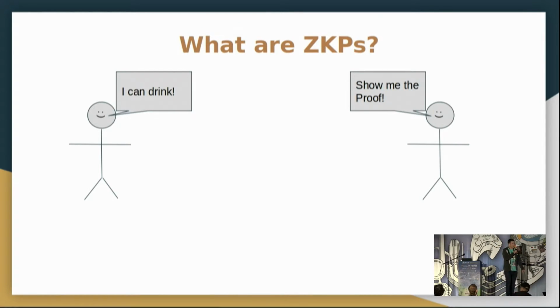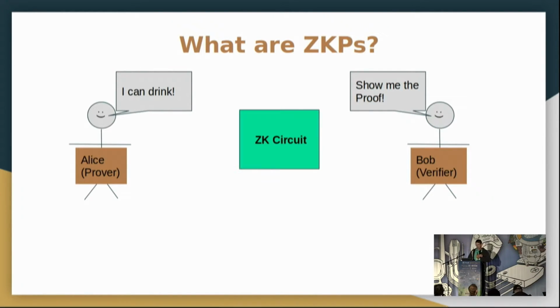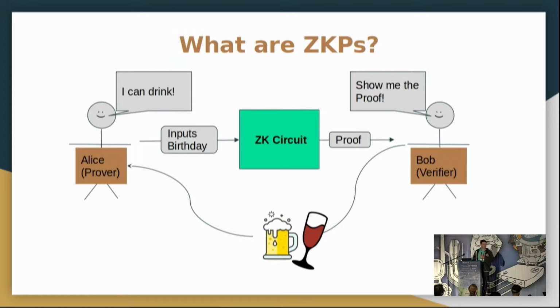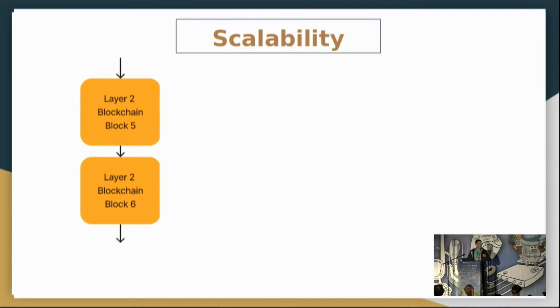So what are zero-knowledge proofs? You have Alice, you have Bob, as is standard, and Alice wants a drink. Bob says, how old are you? So Alice provides the birthday into the zero-knowledge circuit, which then produces a proof over to Bob, who's the verifier. And then, assuming that it's correct, alcohol will flow to Alice, who can change the state of her sobriety. The important thing to know, and how this translates to actual on-chain Ethereum, is there's a prover, a ZK circuit, a proof, and a verifier. And no alcohol.